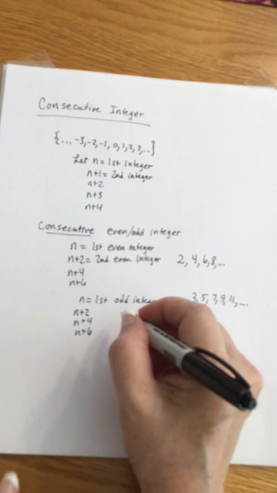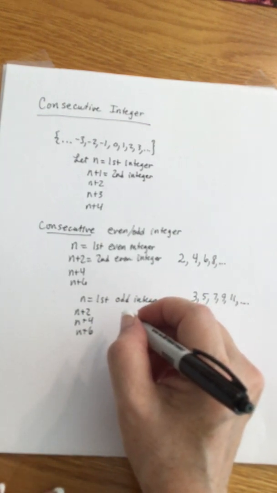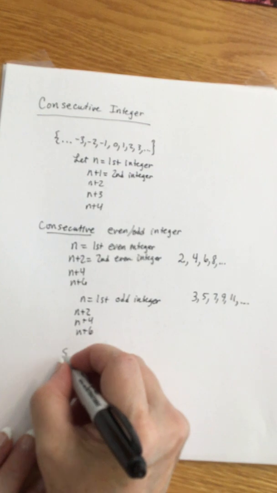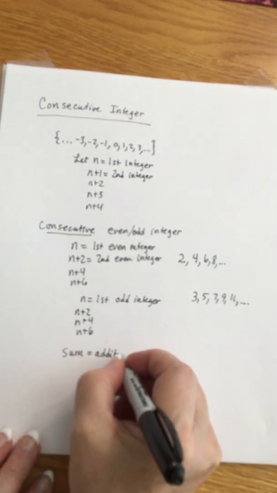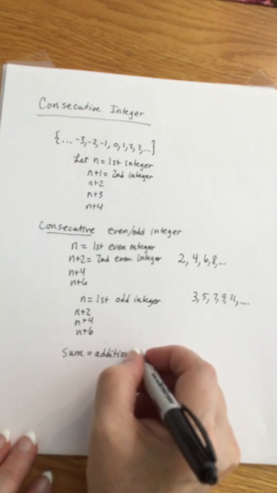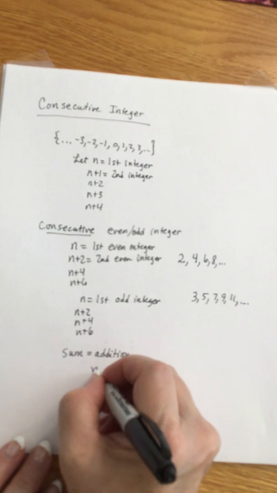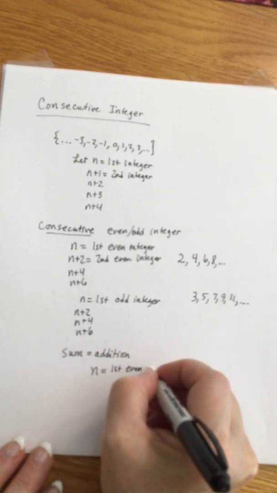So the question is going to say, find the sum of 3 consecutive even integers. Find the integers if the sum is 132. So sum means that we're going to add some things. So the sum of the 3 consecutive even integers is 132. Well, the first one is going to be n, the first even integer.